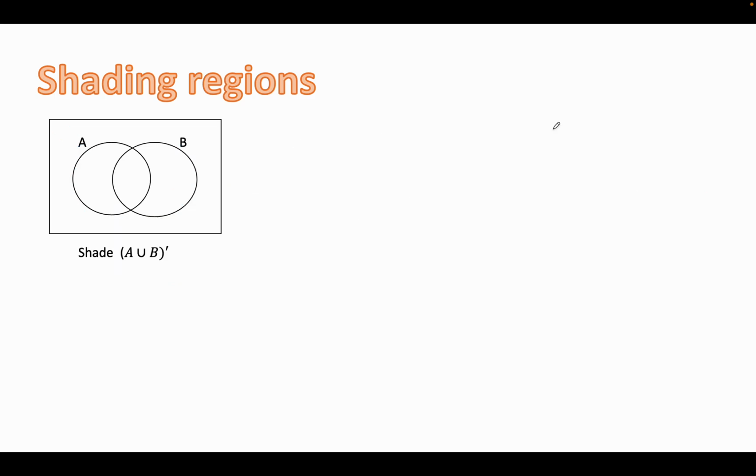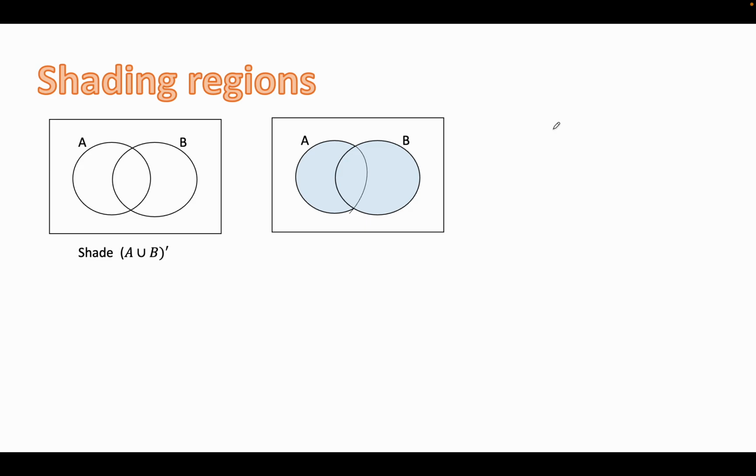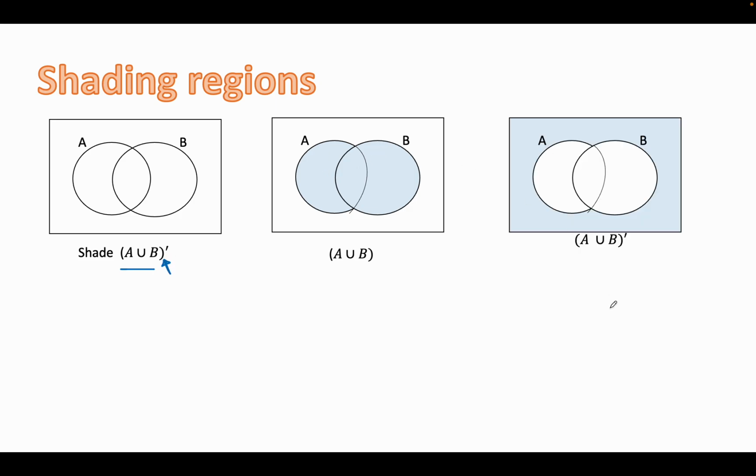Now we're looking at something which is a little bit different. The first thing we're going to do is we're going to shade in A union B. From our definitions we wrote down earlier, we know this is A union B. Now, because we're doing not A union B, we're going to find everything which is not shaded in. So it's the opposite of this. So that is not A union B. I will pause the video so you can copy some stuff down.